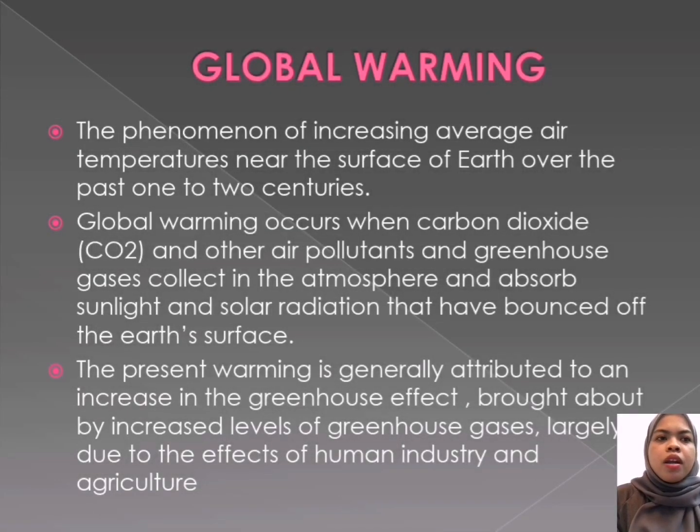Global warming is the phenomenon of increased surface air temperature near the surface of the Earth over the past one to two centuries. Global warming occurs when carbon dioxide and other air pollutants and greenhouse gases collect in the atmosphere and absorb sunlight and solar radiation that have bounced off the Earth's surface. The present warming is generally attributed to an increase in the greenhouse effect, brought about by increased levels of greenhouse gas, largely due to the effect of human industry and agriculture.